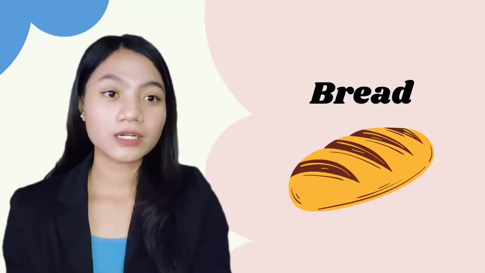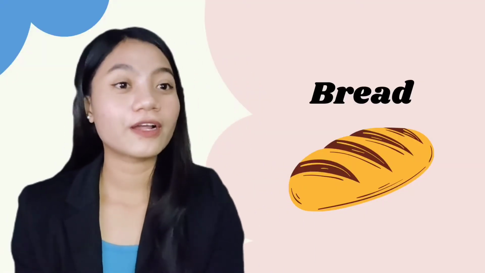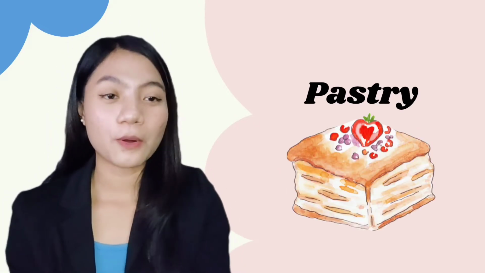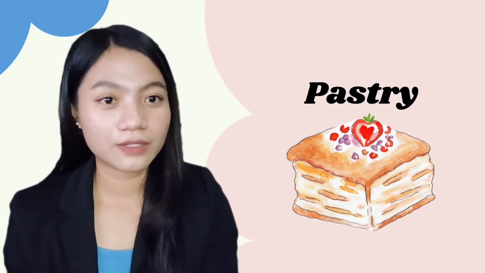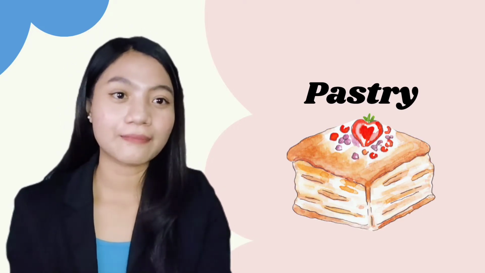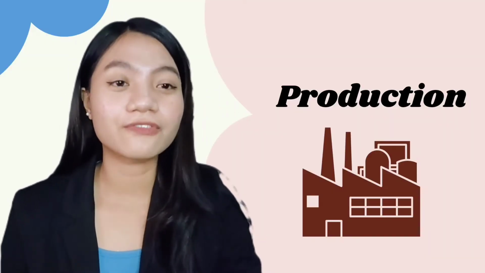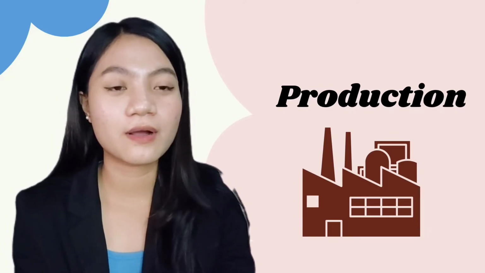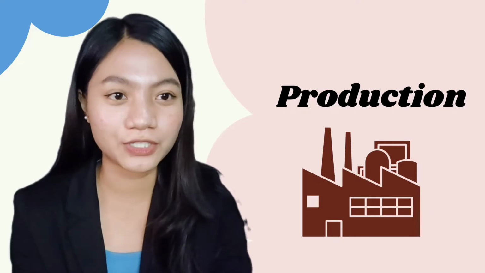Bread is made of flour, water, and yeast, or another leavening agent, mixed together and baked. Pastry is a dough of flour, shortening, and water, used as a base and covering in bakes, such as pies. Basically, bread has a more solid texture than pastries. Now that we know bread and pastry, next is, what is production? This is the action of making or manufacturing from components or raw materials, or the process of being so manufactured.